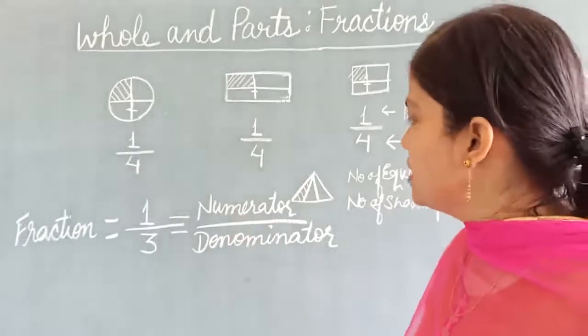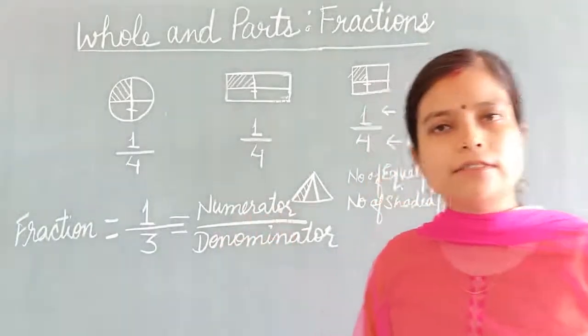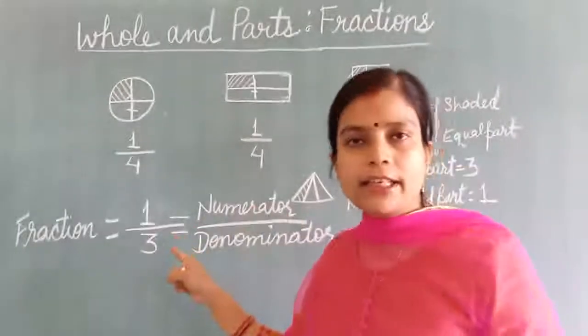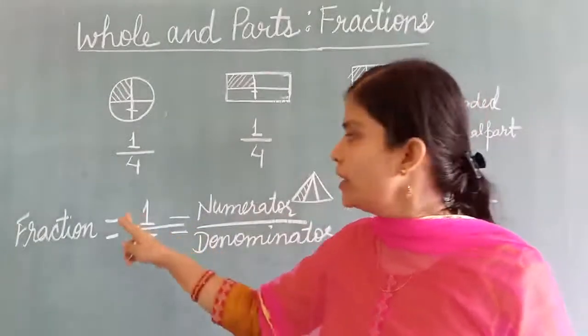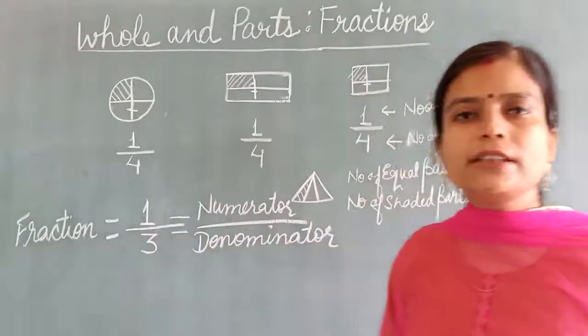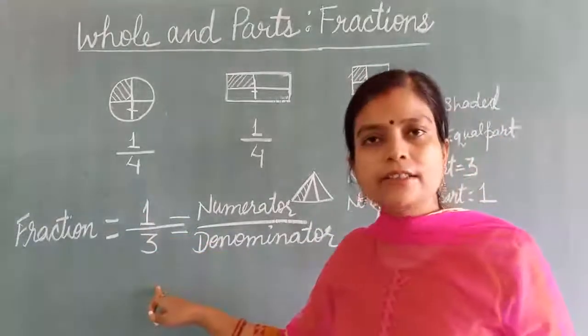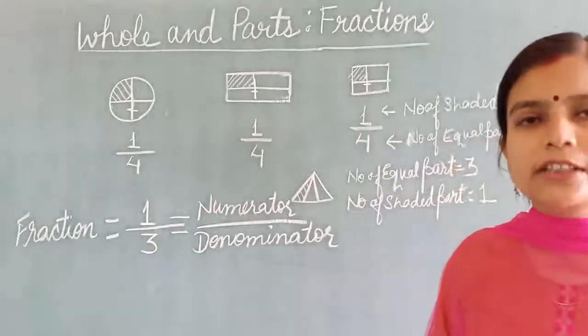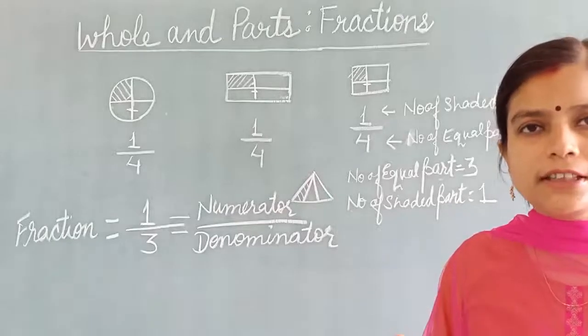Now children, you know how to write the fraction now. Okay? Now if anyone asks what is the numerator, you can write the answer now. What is the numerator in 1 by 3? So numerator is 1. What is the denominator? Denominator is 3. Separately you can write. If anyone asks what is the numerator and what is the denominator of the fraction, you understood now?